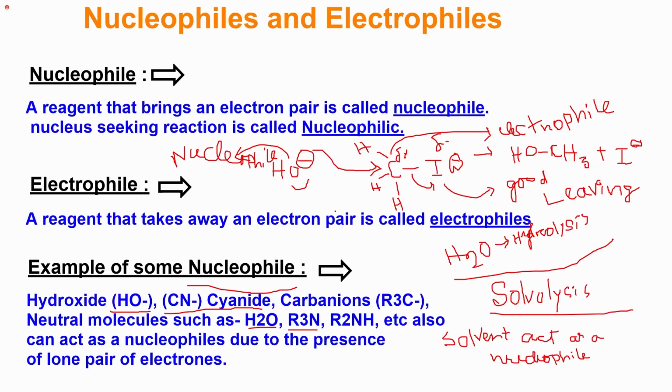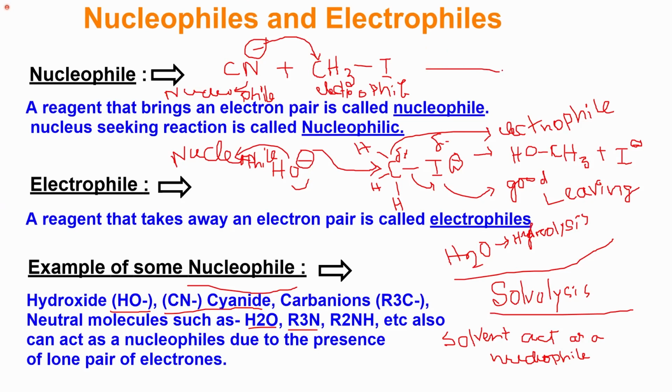One more thing I want to discuss. Let's take an example of the cyanide ion, that is just CN minus. Now CN minus will go and attack here. Why? This carbon is the electrophile, and CN minus is the nucleophile. So if you take this arrow, we get CN and I minus. Now a new molecule is formed, and I minus is the good leaving group.